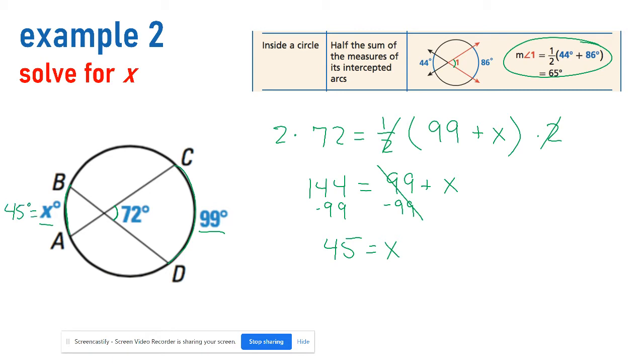So I would recommend doing that when you're looking for one of the arcs and you'll have 1/2 times a parentheses with the x inside it. I would multiply by 2, cancel out the 1/2. That's going to make your x that much easier to solve for.